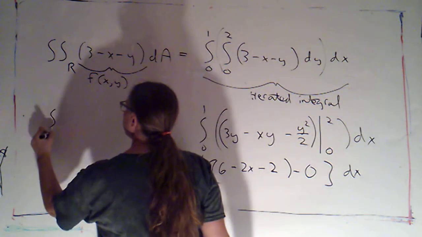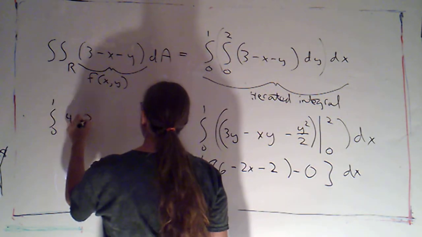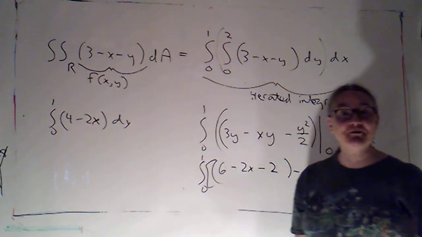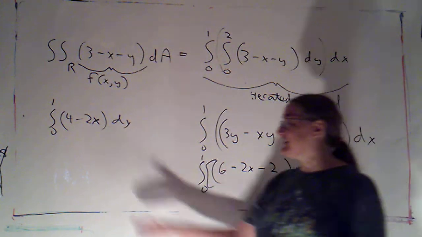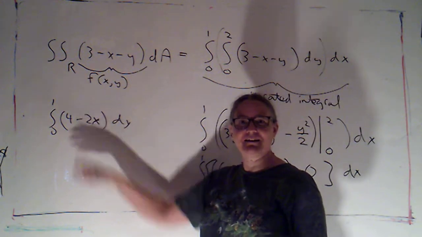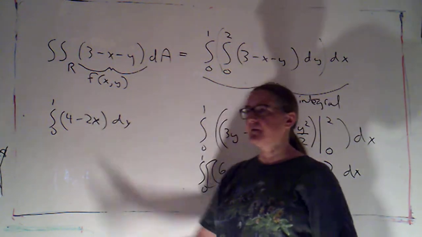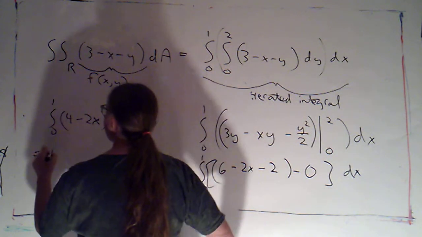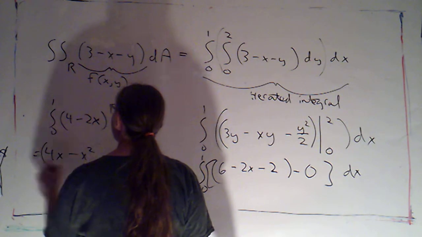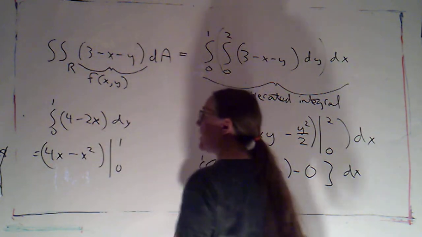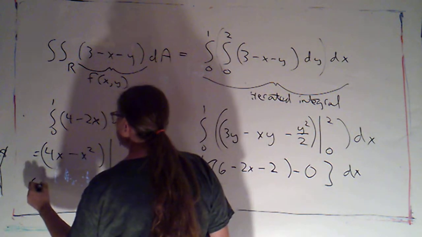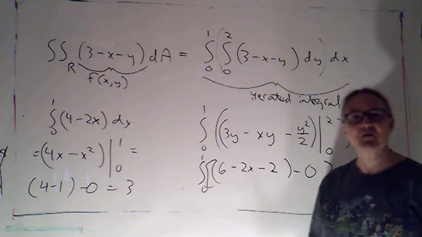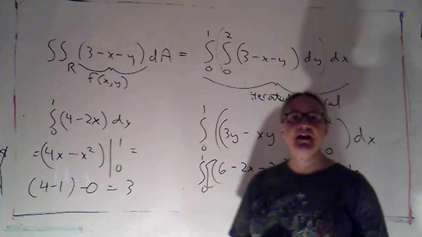So we get the integral from 0 to 1 of 4 minus 2x dx. That should look awfully familiar. That's the formula for the cross-sectional area that we got using geometry. We just got the same formula using integration instead. Very cool. So again, that was just 4x minus x squared, evaluated between 1 and 0. So that was going to give me 4 minus 1 minus 0, which gives us 3, which is what we got when we did it the 3a way.